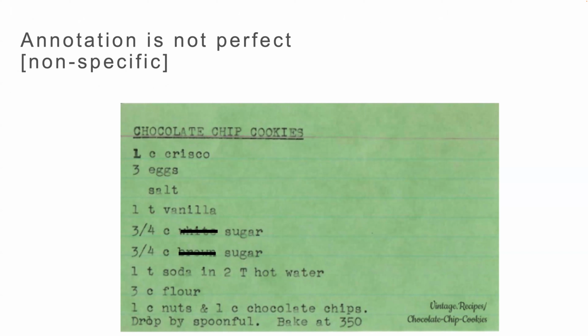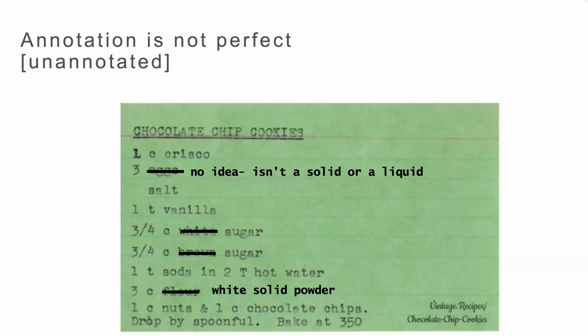Annotation isn't perfect, right? So there are non-specific annotations. You might get, oh, we don't know what kind of sugar and how much of each type of sugar. We might also not have information, we just know it's a white powder. We don't know what kind of white powder. Maybe it's flour, maybe it's not. There are also things that we just don't know. No idea. It's an unknown function.